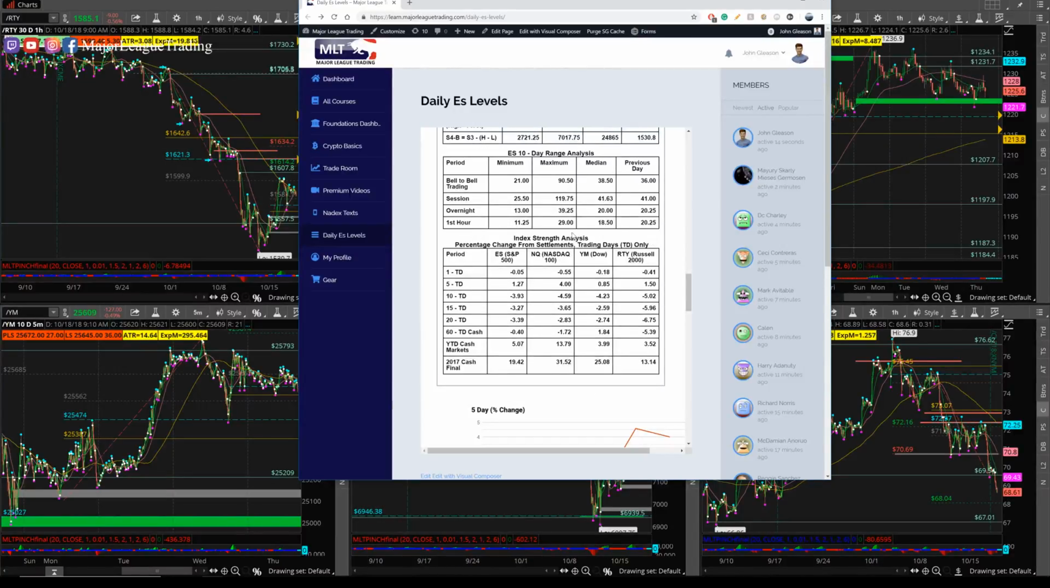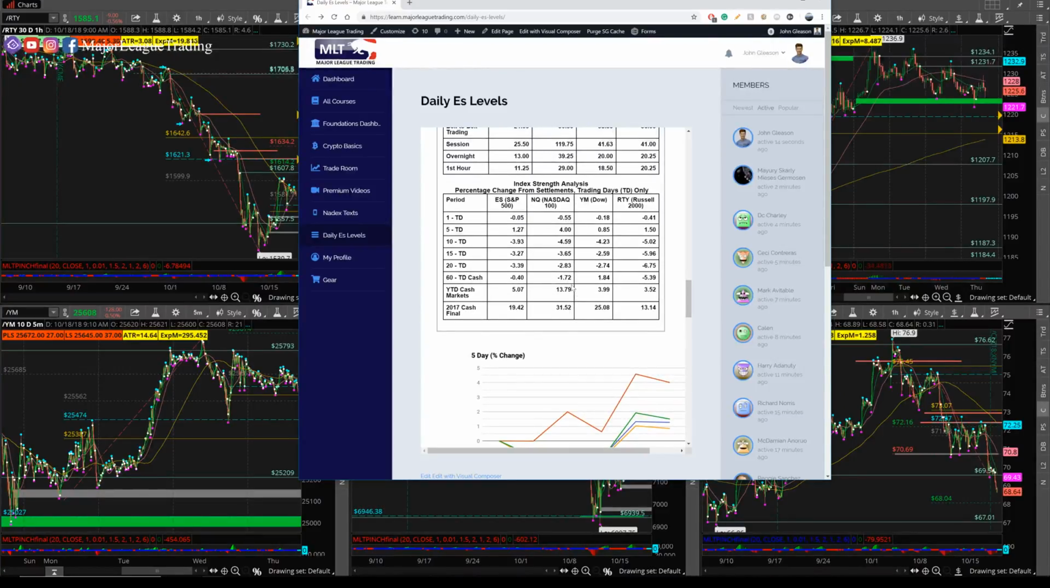Index strength, percentage change from the settlements for the trading days only. S&P best performer on the prior day, down 0.05%. NASDAQ led the way down, as it should have because we got that massive move. It was down 0.5%. Over the last 5 days, the NASDAQ's up 4%. Pretty big move. These moves are just like we're going a percent a day basically. Pretty big moves.